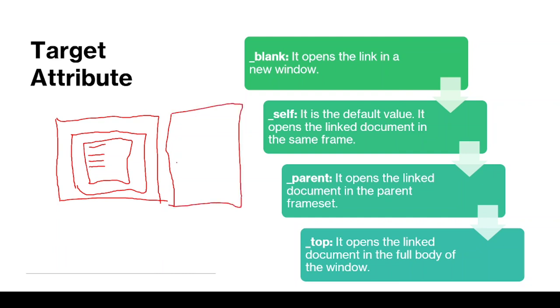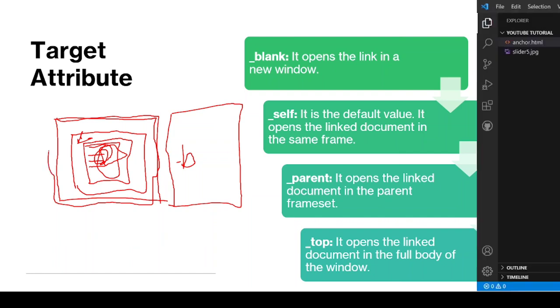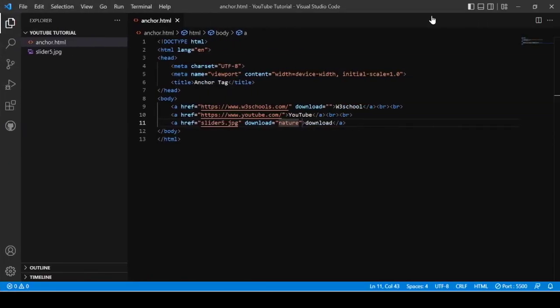Okay, blank B, I write the text as B. If I provide blank, and if I provide self, it opens in this page, in this current frame. Okay, parent, it opens in just the parent. This is the parent of this frame, so it opens in this page. And after that, top means it opens in the whole first page. Okay, now after that I will tell you how to specify the download.